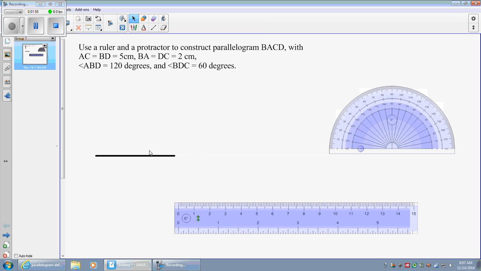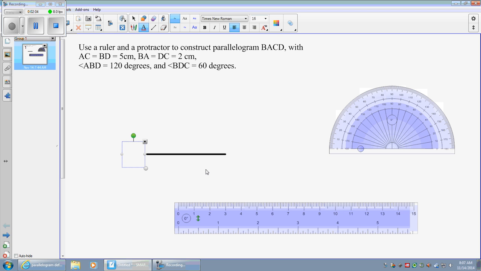So I have my first line. Let's move it more into the middle. I can label my line, and I should label my line exactly what it's called. So this vertex is going to be called B. And this vertex is going to be labeled D because it's BD. And I also want to say how long that line is. 5 centimeters. So we have B, D, and we have that it's 5 centimeters long.